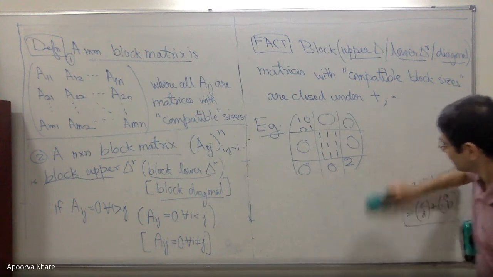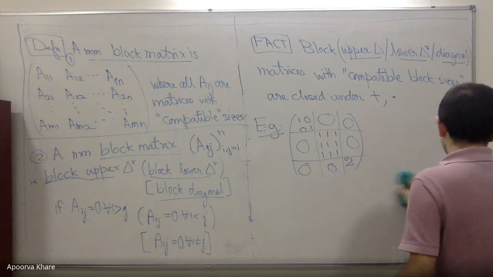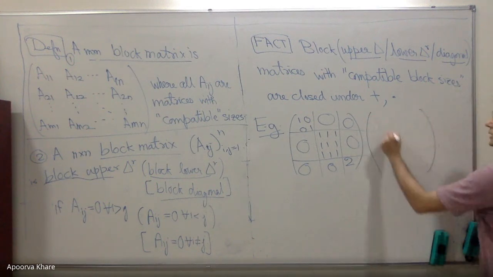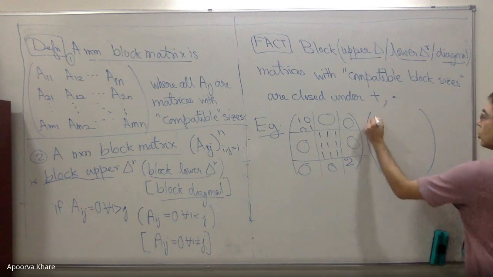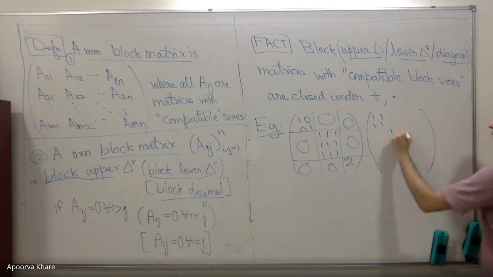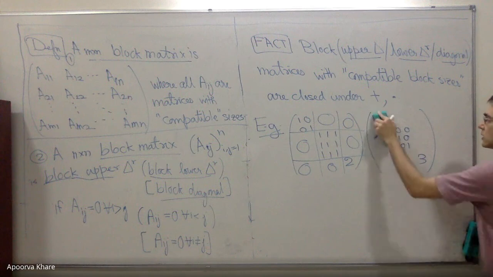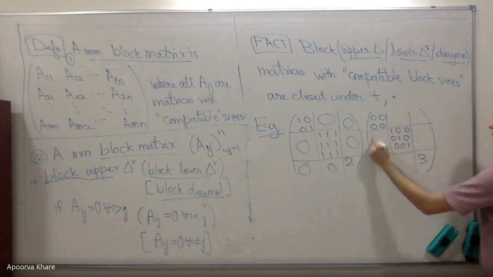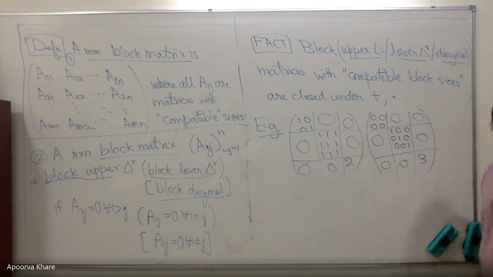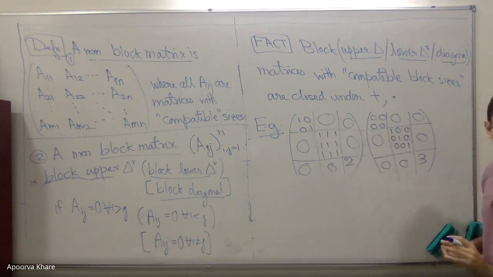Okay, and now similarly, if I multiply this matrix by another block diagonal matrix, with an identity matrix here, and let's say this is 3. This is another block diagonal matrix. Then when you multiply them, because the blocks are of compatible sizes, the answer will be a block diagonal matrix.